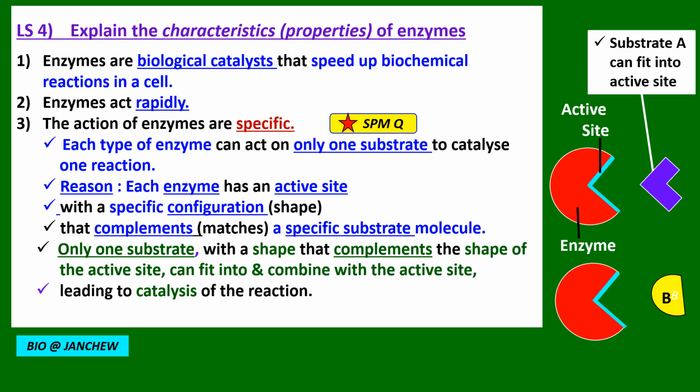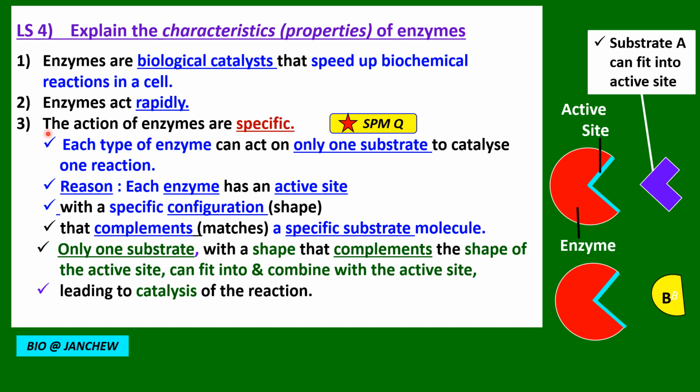Next, let's answer learning standard number 4, which is explain the characteristics or the properties of enzymes. So there are 8 characteristics or properties that we have to discuss and remember. Okay, number 1, enzymes are biological catalysts that speed up biochemical reactions in a cell. Okay, this has already been discussed. Secondly, they act rapidly. So everything about enzymes is fast. The actions are fast, and their main aim is to make the biochemical reactions in a cell go faster to sustain life. Now, number 3, the action of enzymes are specific.